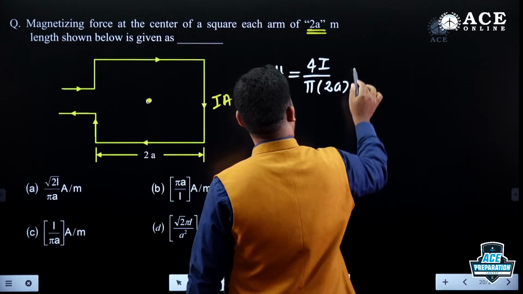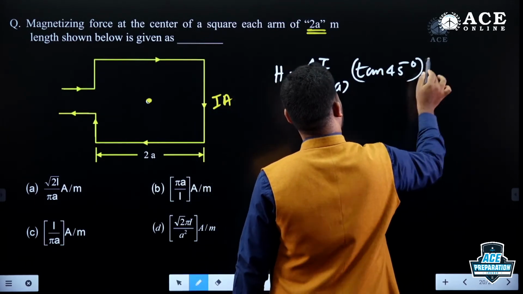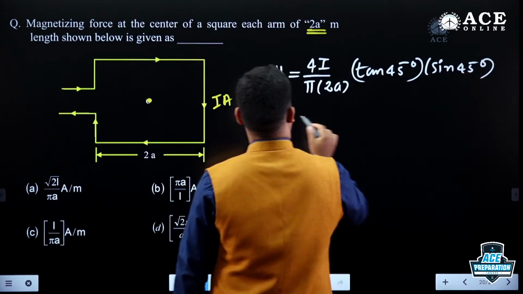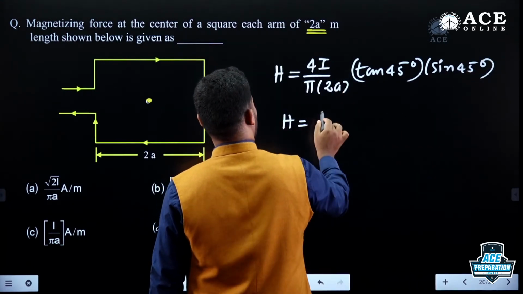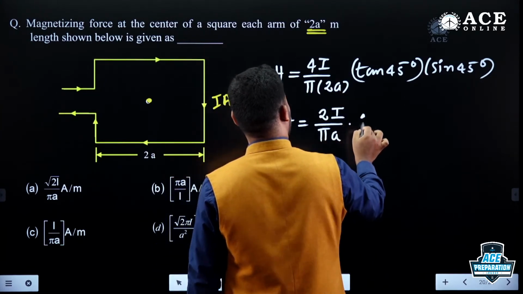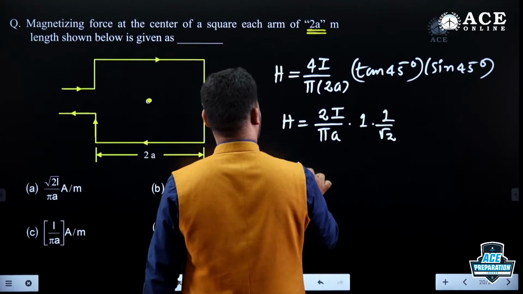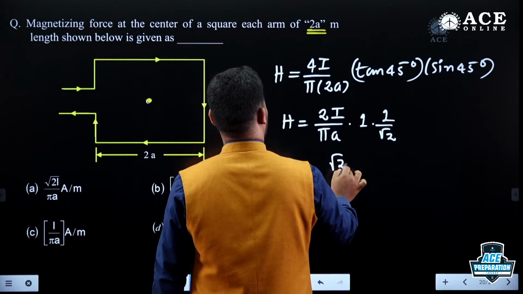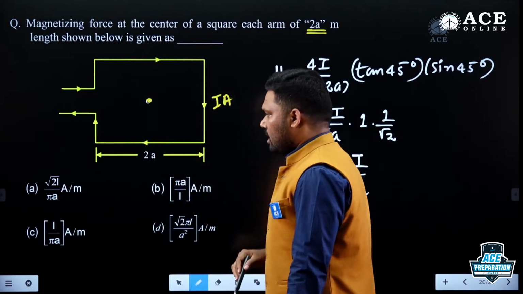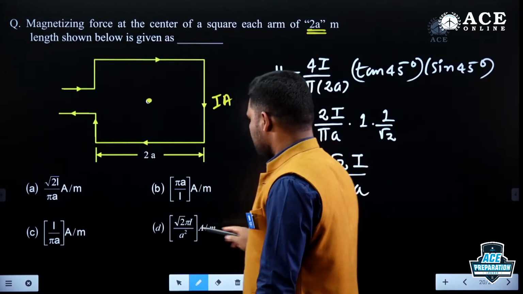Into tan 45, sin 45. So how much is this? This 2 will cancel out. 2I by pi A into 1 into 1 by root 2. So here this root 2 will remain. Root 2 I by pi A. Root 2 I by pi A is the answer. Option A is the answer.